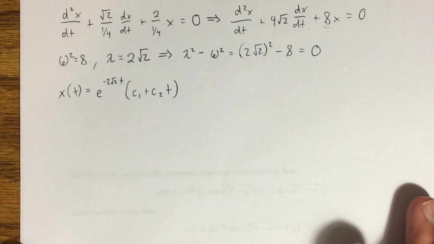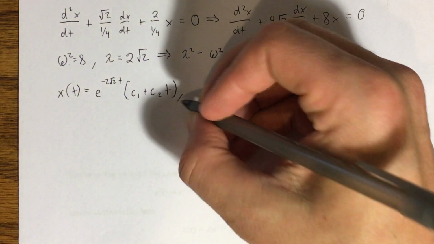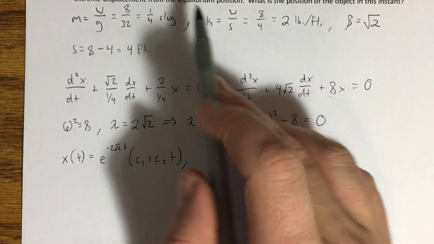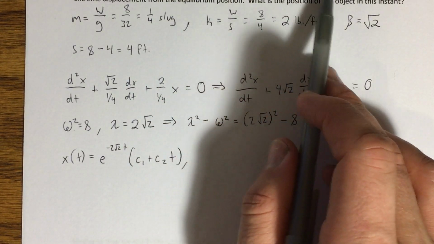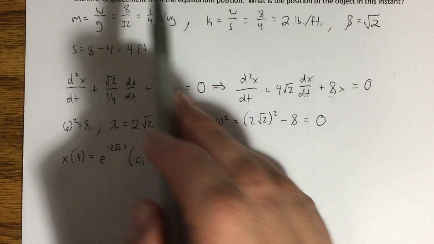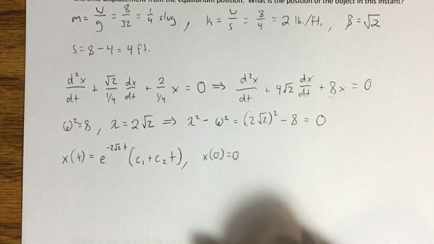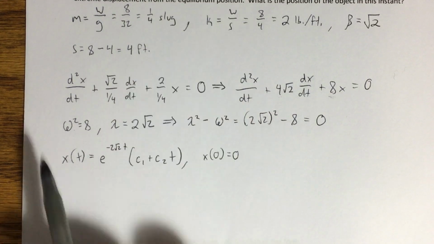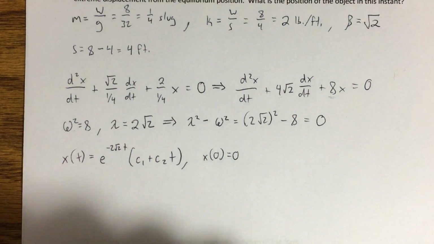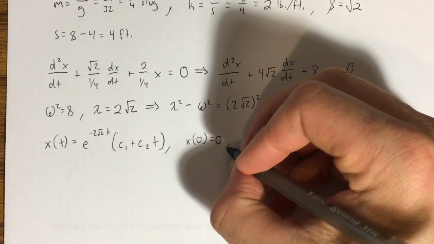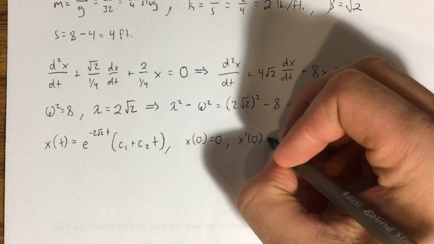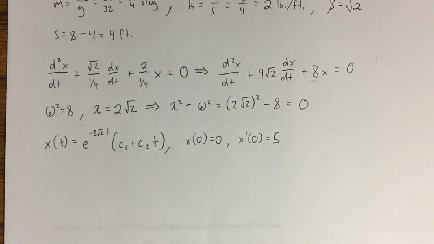Okay? We have initial conditions associated with this as well. It says to find the equation of motion if the object is initially released from the equilibrium position, so released from equilibrium means x of 0 equals 0, with a downward velocity of 5 feet per second. Downward, remember, is the positive direction. So that means x prime of 0 equals 5.